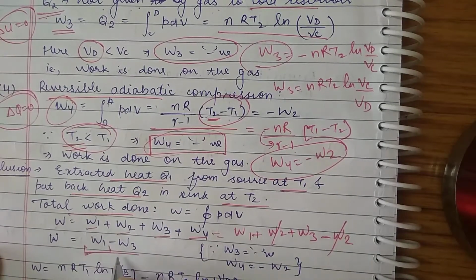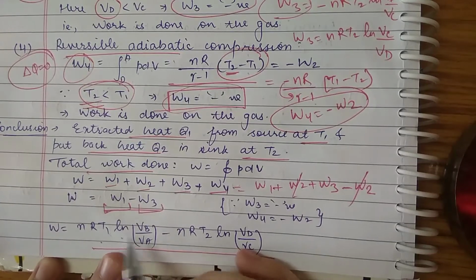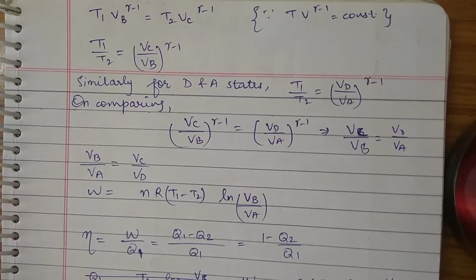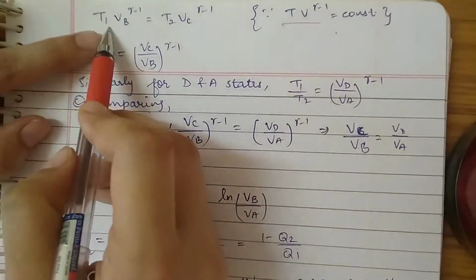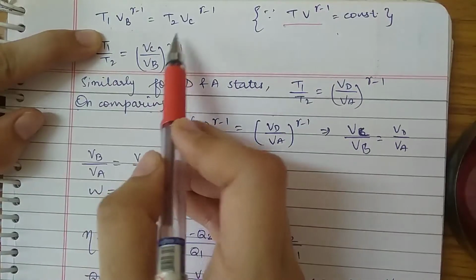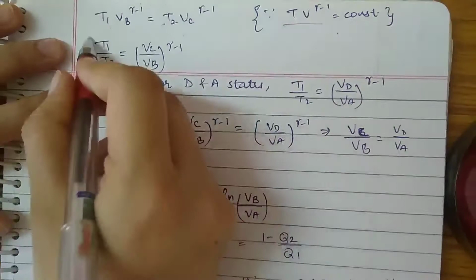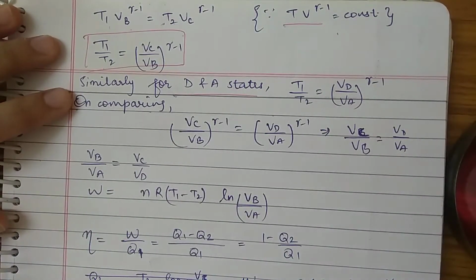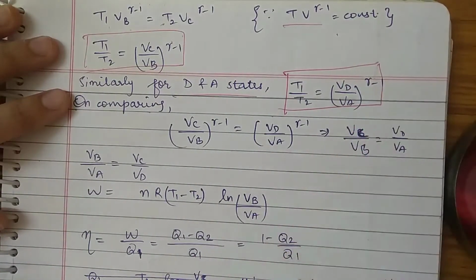So on putting the values of W1 and W3, we will get this equation: nRT1 log Vb by Va minus nRT2 log Vd by Vc. Now we know that TV raised to the power gamma minus 1 is a constant, so we can write T1 Vb raised to the power gamma minus 1 equals T2 Vc raised to the power gamma minus 1. Now taking this T2 to this side, we will get this equation, and similarly we will do for the D and A states also, and we will get T1 upon T2 equal to Vd upon Va whole raised to gamma minus 1.